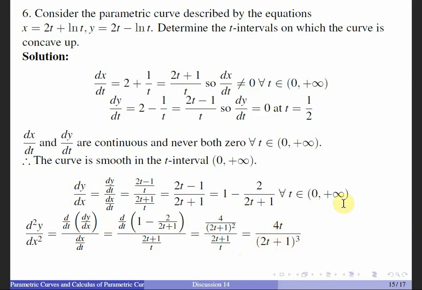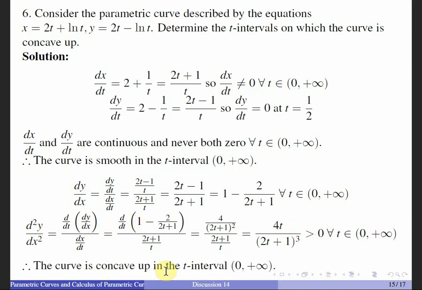And again, looking at the interval 0 to positive infinity, you see that the numerator and the denominator are both positive, so therefore greater than 0 for all t in 0 to positive infinity. So since the second derivative is always greater than 0, then we know that the curve is concave up in the interval.